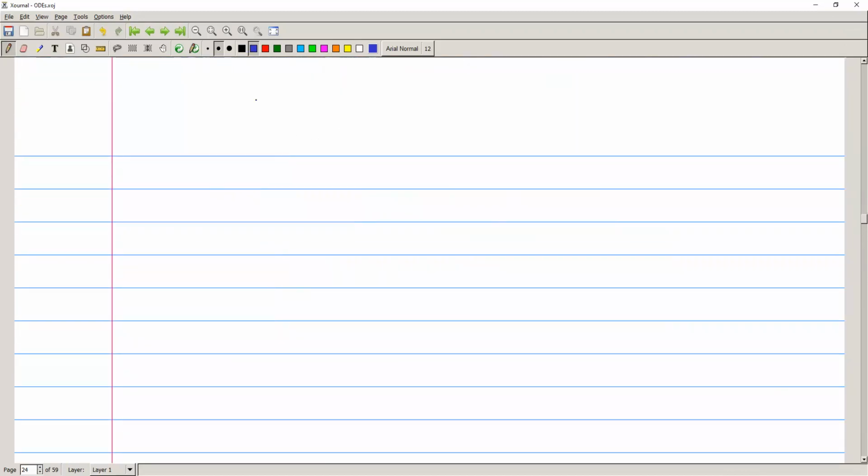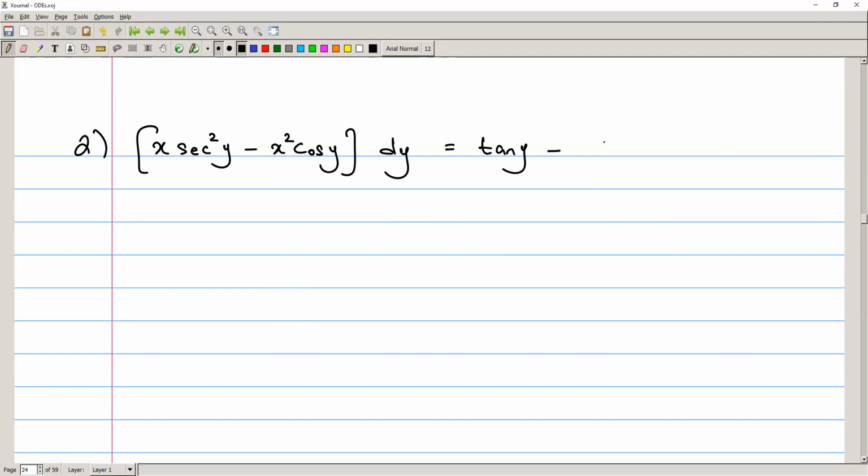So now let's take one more problem for more practice. Let's take one problem from the book, that is x sec squared y minus x squared cosine y dy is equal to tangent y minus 3x to the power 4 multiplied by dx, right?